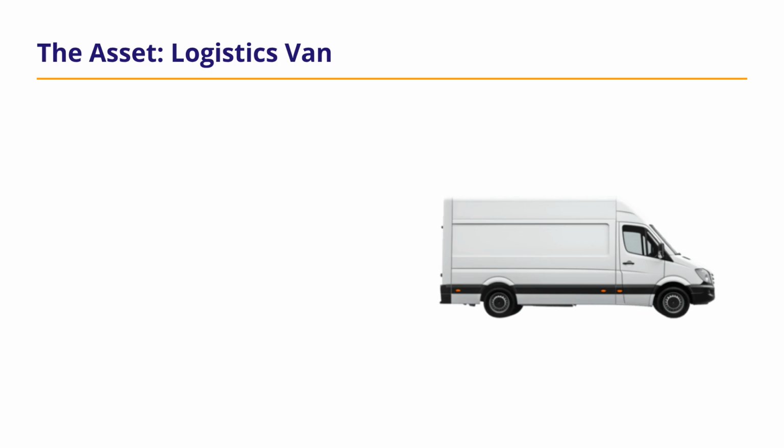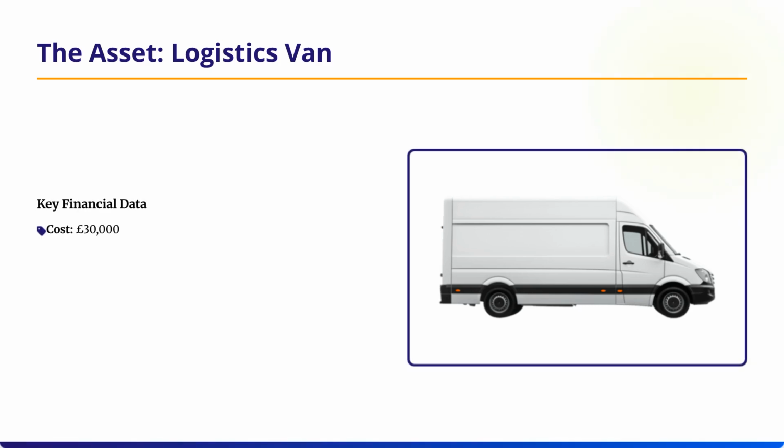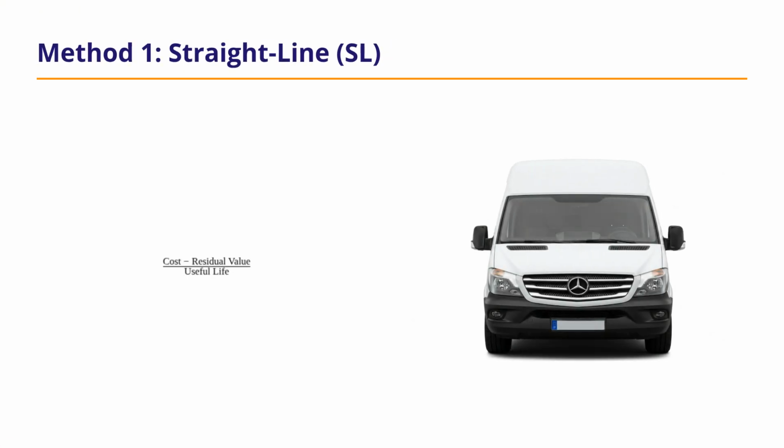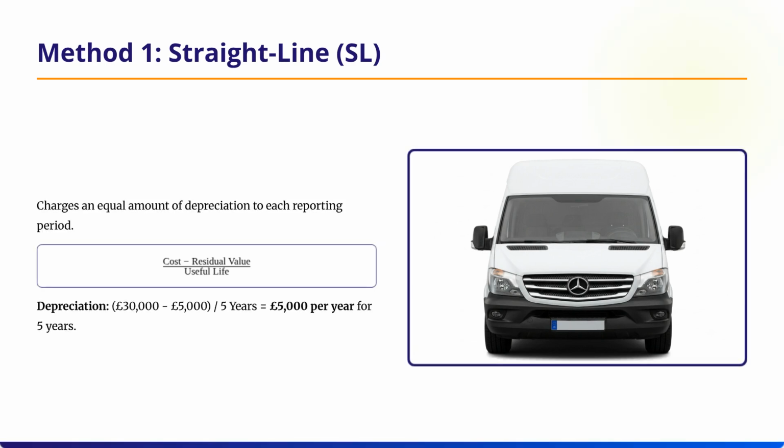Let's look at a logistics van with a cost of $30,000, a residual value of $5,000 and a useful life of 5 years. We have the core data needed to calculate its depreciation. Using the straight line method, we subtract the residual value from the cost and divide by the useful life. Here, that results in a consistent annual charge of £5,000.